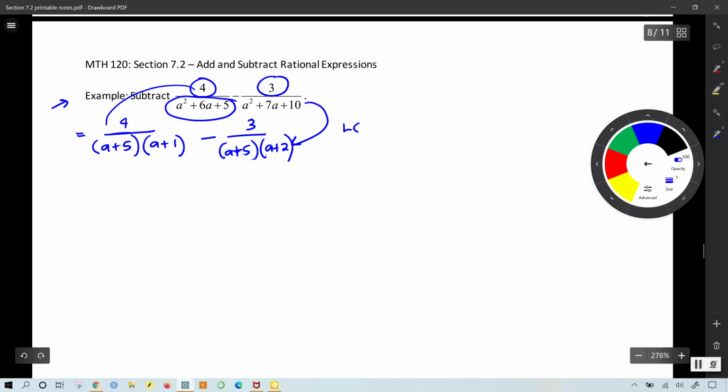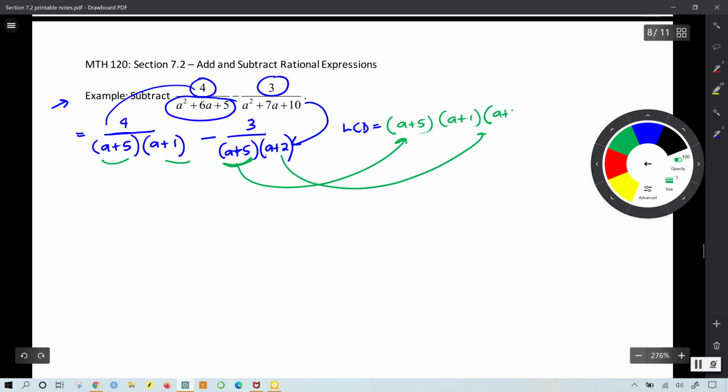With this, we can easily build the LCD. We're going to have a plus 5. We're going to have a plus 1. We already have a plus 5 documented, so no need to rewrite it again. And now, lastly, we're going to have a plus 2. So that is the LCD.